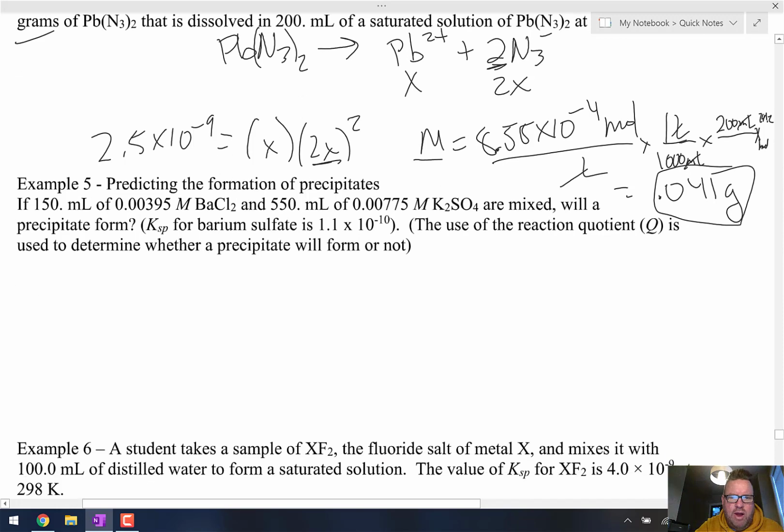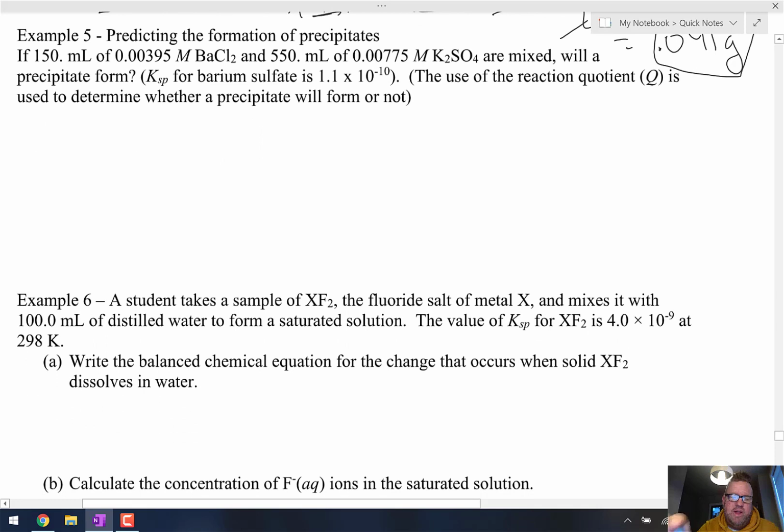Okay, a couple more here. I know this video is long, but the more examples you see, the easier this is going to be. A lot of times using KSP, you're going to have to determine, is a precipitate going to form or not? And you know whether a precipitate's going to form based on Q versus K.